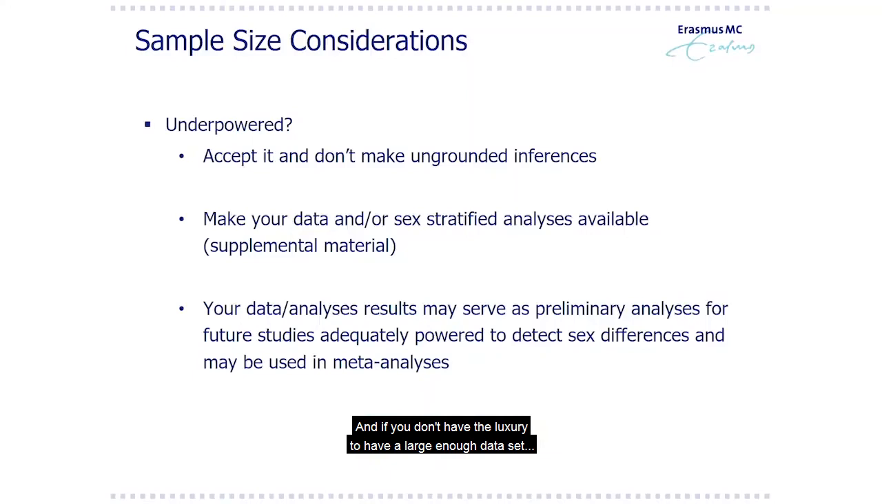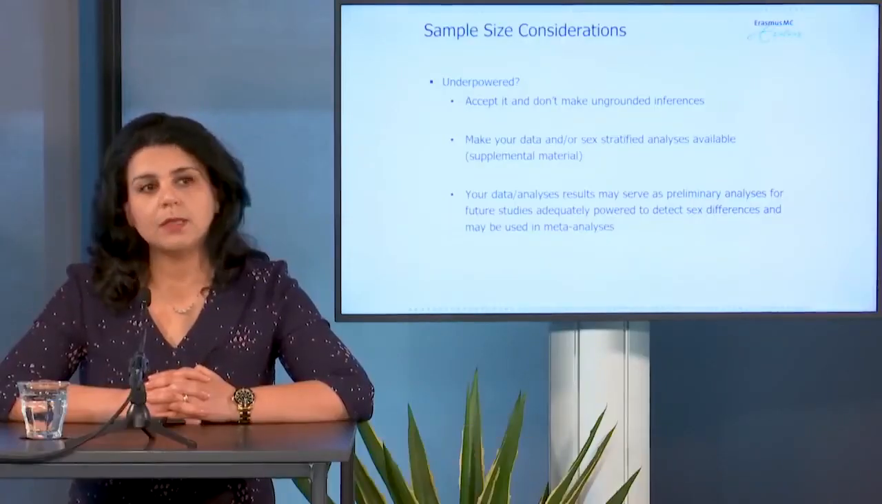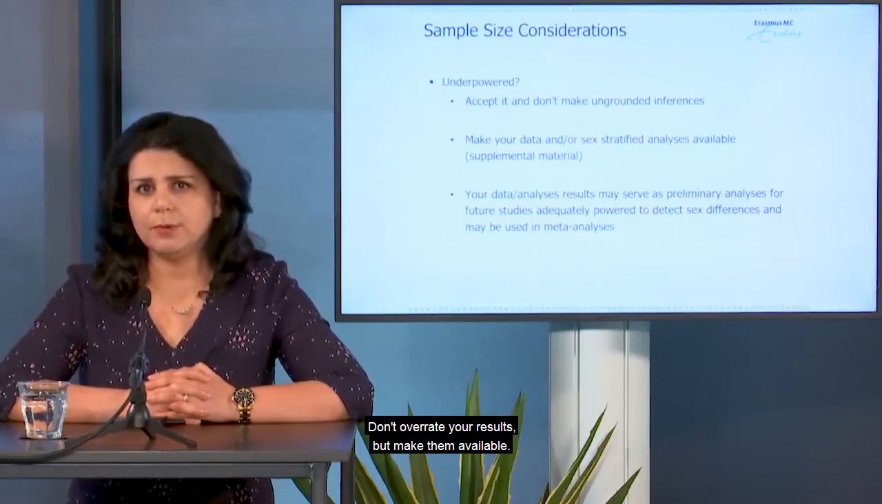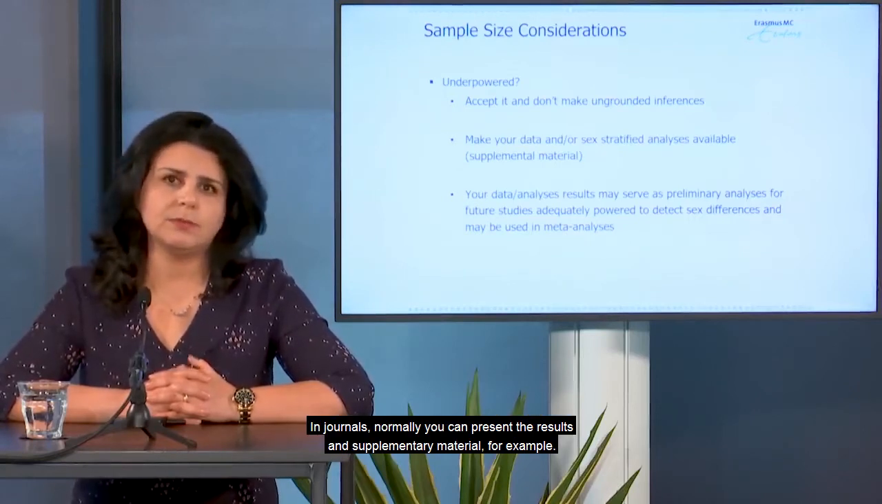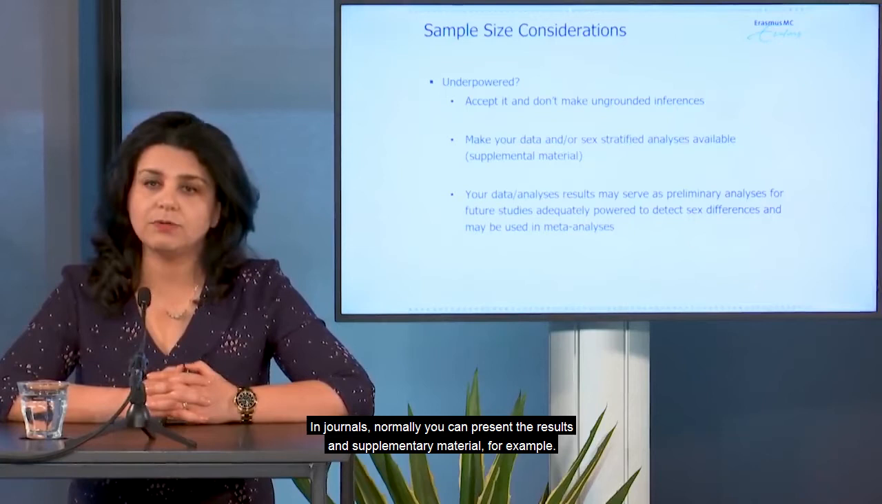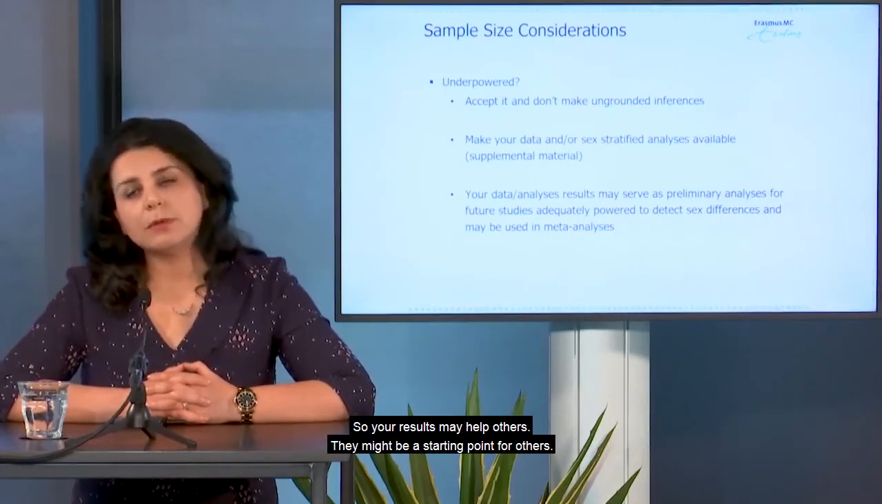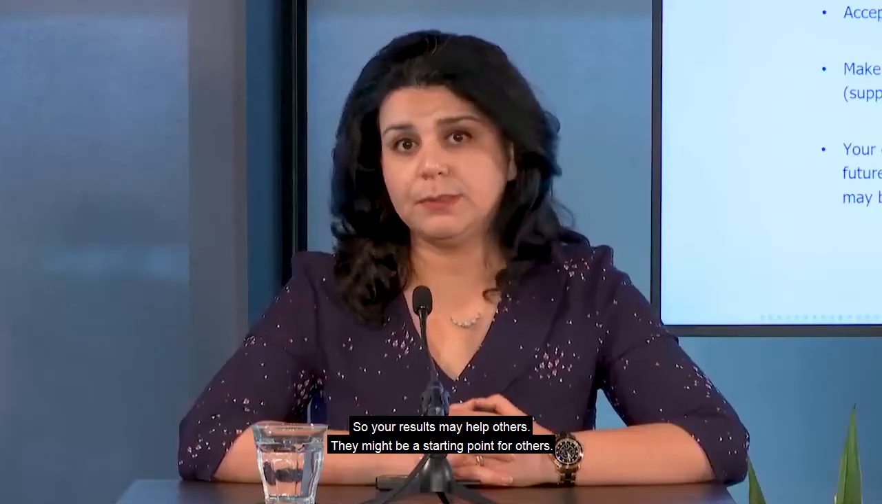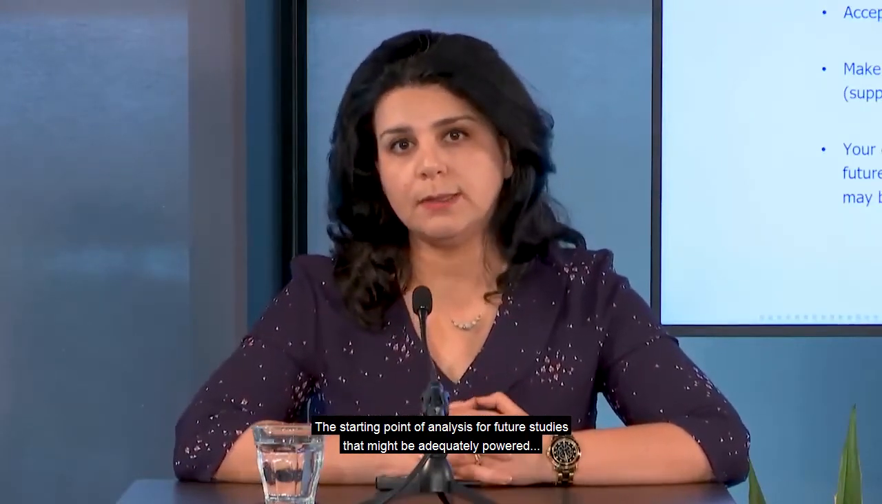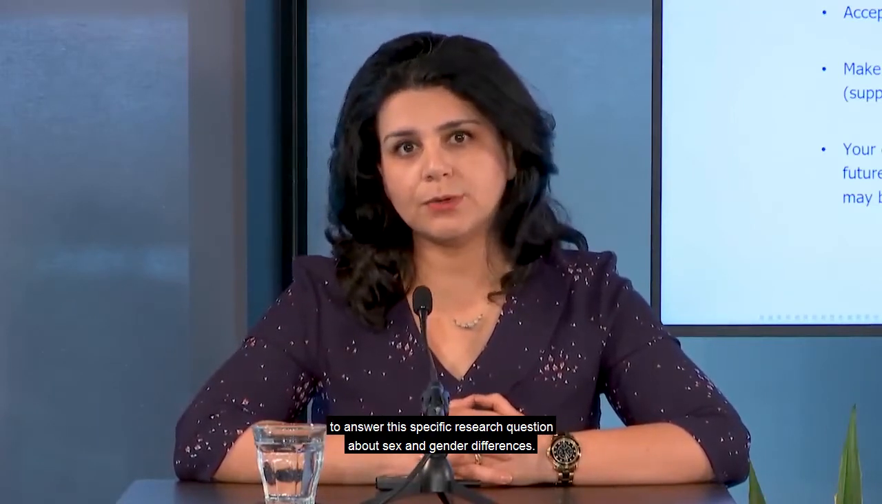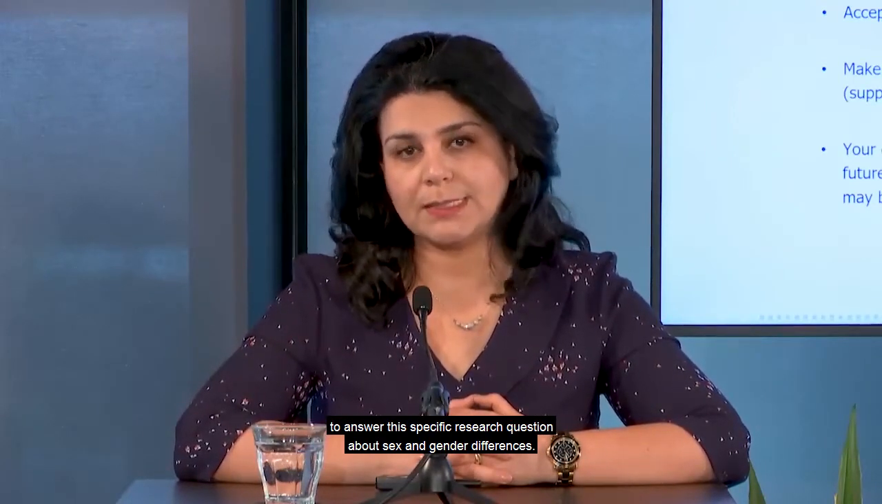And if you don't have the luxury of a large enough data set to arrive at robust estimates for sex and gender differences, try to make your results available for others to read. Don't overrate your results, but make them available. In the journals, you normally can present the results in supplementary material, for example. So your results may help the others. They might be the starting point of the analysis for future studies that might be adequately powered to answer this specific research question about sex and gender differences.